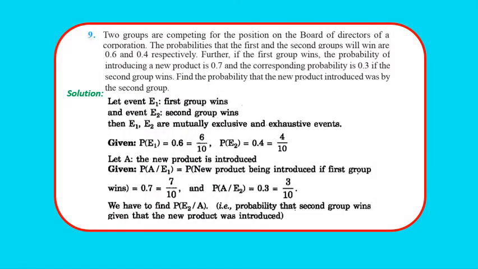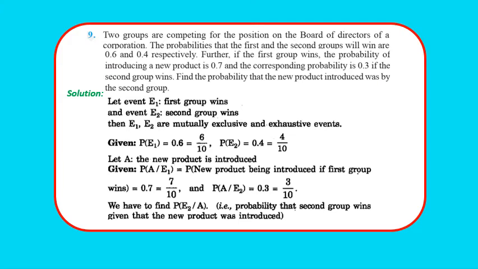Moving to question 9. Two groups are competing for the position on the board of directors of a corporation. The probability that the first and the second groups will win are 0.6 and 0.4. Further, if the first group wins, the probability of introducing a new project is 0.3 and the corresponding probability is 0.3 if the second group wins. Find the probability that the new project introduced was by the second group.